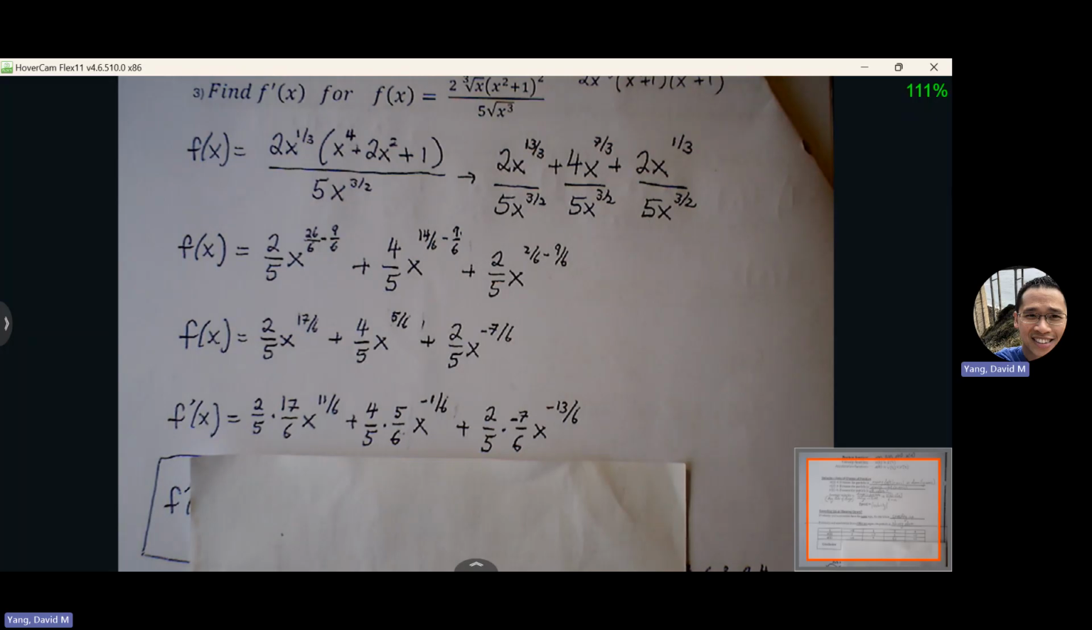How'd you get 13 over 3? The first one? 13 over 3 by adding these exponents. So 1/3 plus 12 over 3 is 13 over 3. Okay.